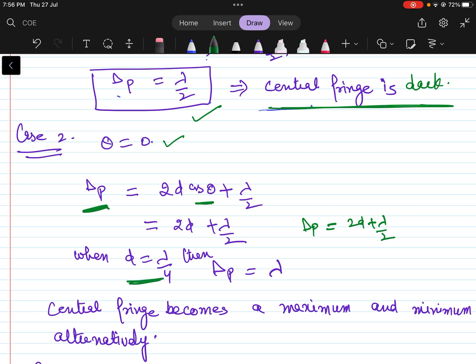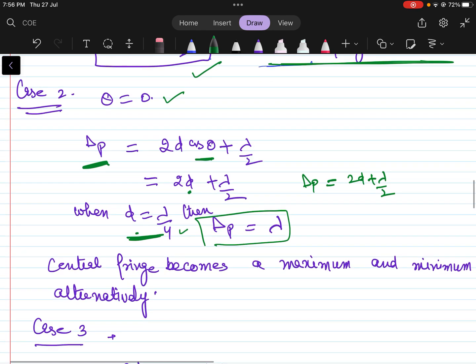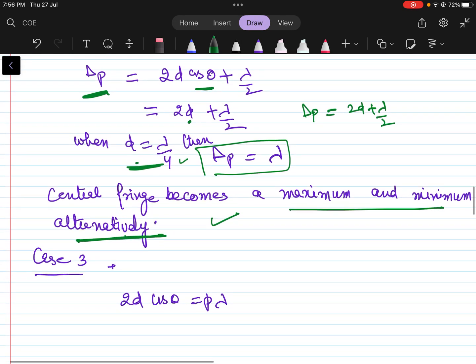Clear? And suppose we have d is equal to lambda by 4. When we put d is equal to lambda by 4, what about delta p? That is equal to lambda. So the central fringe becomes a maxima and minima alternatively. So in this case, clear?